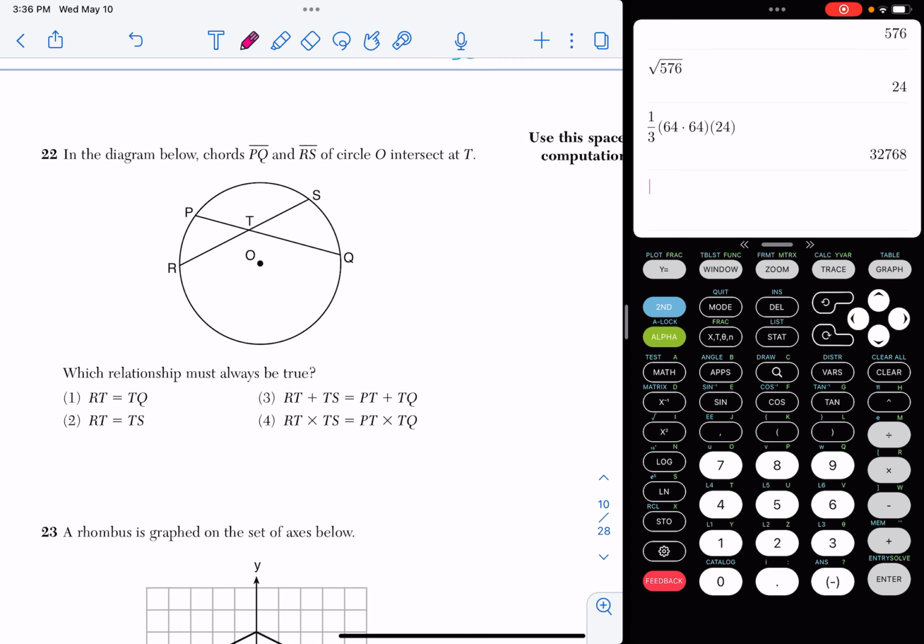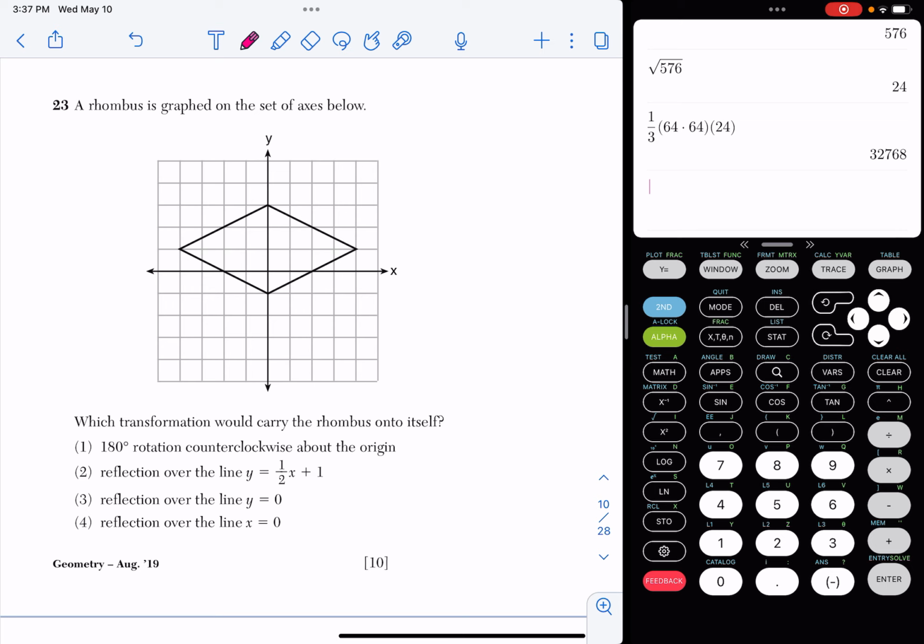22, we are given chords of a circle, and which relationship always is true. When you see this, the formula or rule is that when you take one chord, the product of both pieces of it is equal to the product of the other two pieces. So that is going to be choice 4. This one's a little bit of memorization, unless we were to draw some similar triangles here. But I'm going to memorize that RT times TS, the two parts of chord 1, is equal to PT times TQ, the two parts of chord 2.